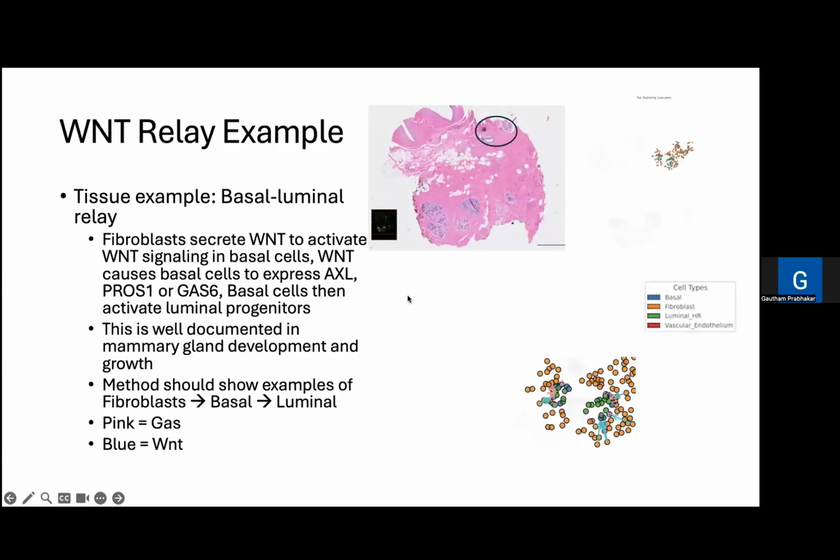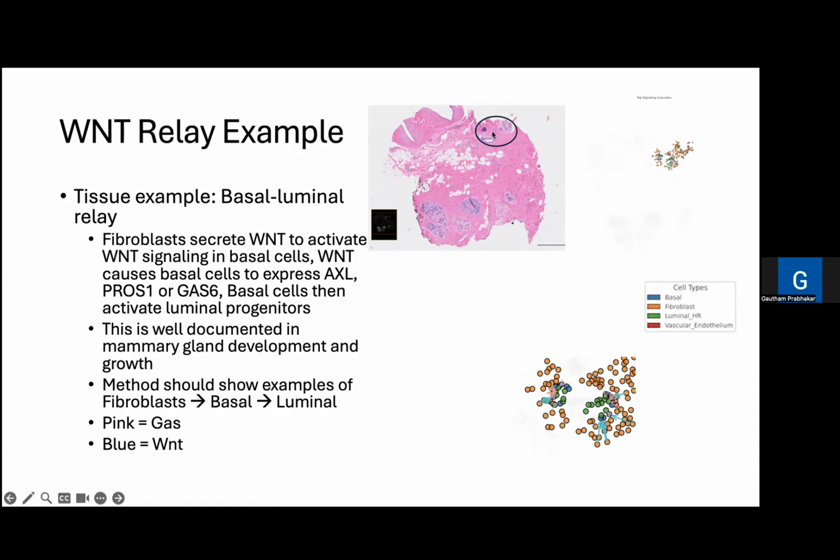So in the breast, there is this thing called the basal luminal relay, in which fibroblasts secrete Wnt that activate basal cells, and then the Wnt causes the basal cells to express either AXL, PROS1, or Gas6, and these basal cells use that to activate luminal progenitor cells. And so this would be the cascade we'd want to find. So the end goal would be fibroblast to basal to luminal, pretty much, and using these pathways.